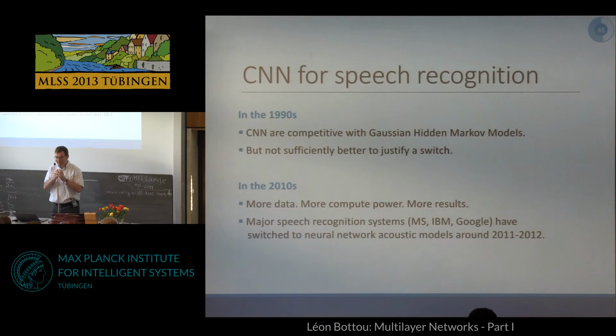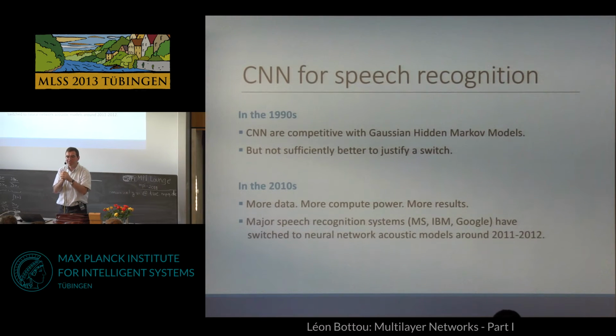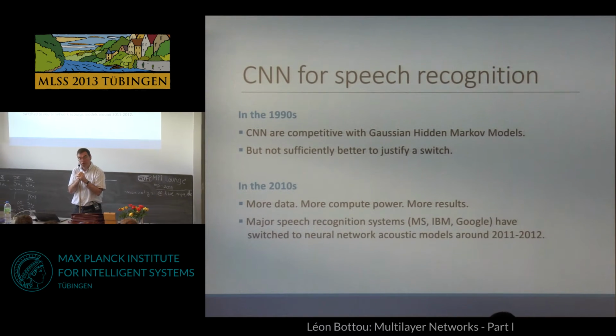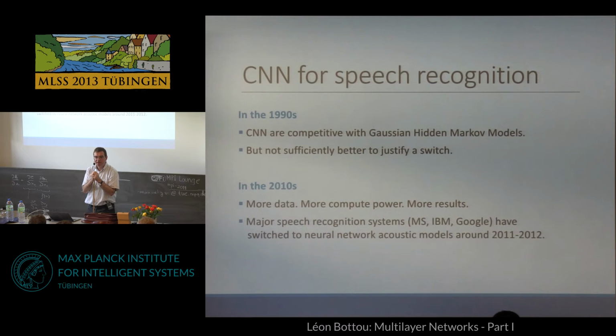What you should know is that in the 90s, the convolutional nets, or the time delay networks, were competitive with the Gaussian hidden Markov models. But they were not that much better to justify displacing the Gaussian hidden Markov models. Some of them work well, but they were a bit tricky. You have to get the gradients right and everything. So people kept doing hidden Markov models because that was the way to go.